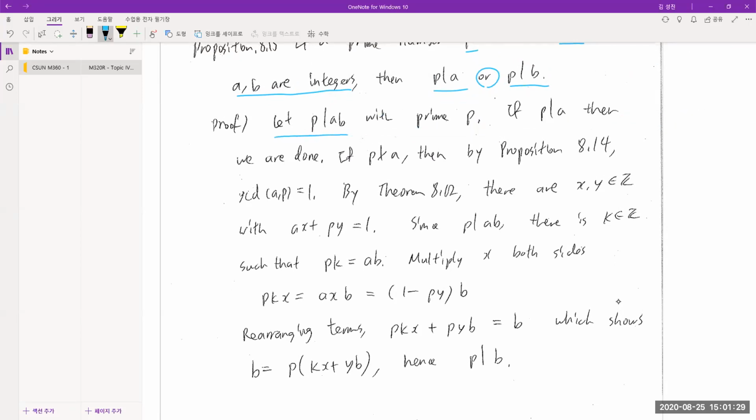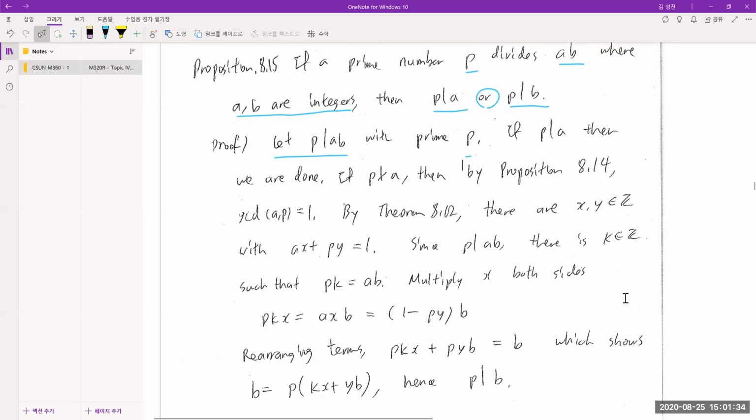Assume that P divides A times B with a prime number P. If it divides A, then we are done, since the statement here is P divides A or P divides B, and we obtain one of the conclusions. So now we assume that P does not divide A, so that will be the non-trivial case. We should now prove that when P does not divide A, then P must divide B. And by proposition 8.14, just the previous one, the GCD of A and P is 1.